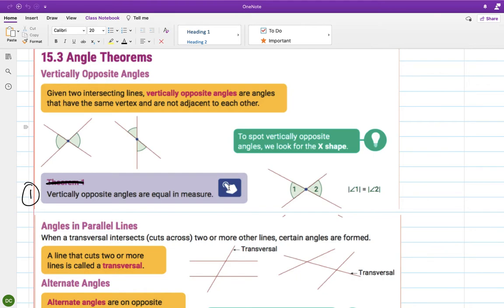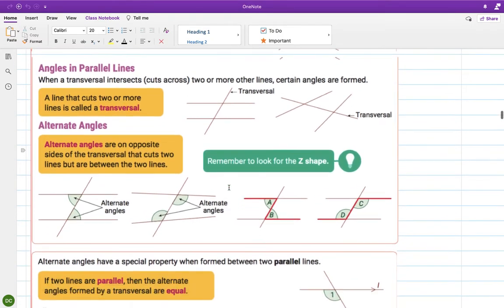So the first theorem is that vertically opposite angles are equal in measure. These are the ones where you have the cross, see it here? You have the cross, and the angles that are opposite each other are equal. So 1 would be equal to 2 and 3 would be equal to 4. They're called vertically opposite, and you need to call them that. Not just opposite, you need to say vertically opposite. For vertically opposite, you're looking for an X shape.